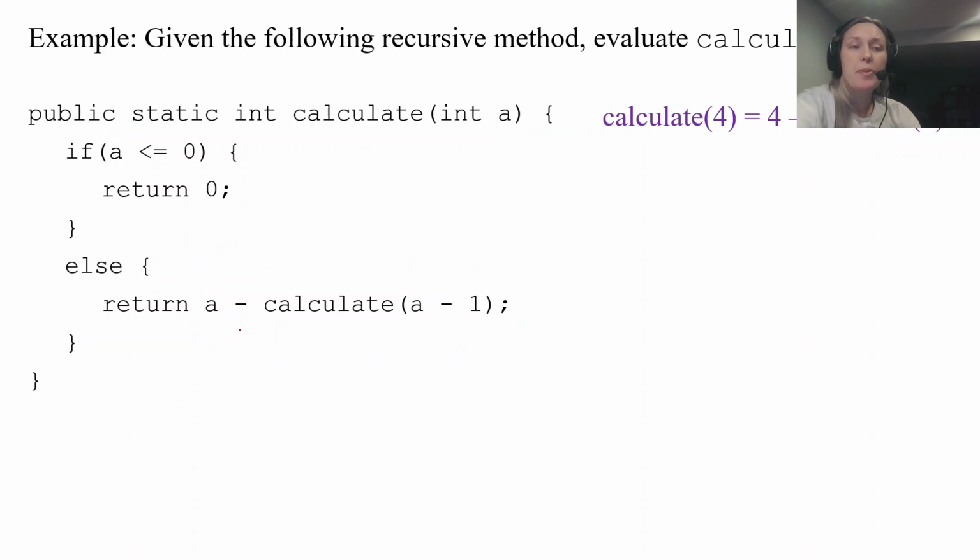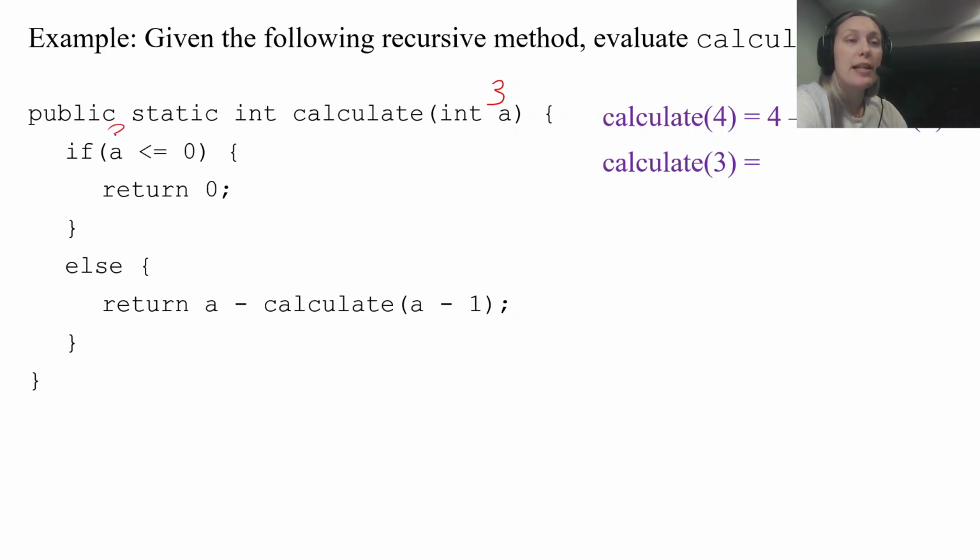So 4 minus calculate, 4 minus 1 is going to be 3. So that becomes calculate 3. So in order to evaluate calculate 4, I have to first know what calculate 3 is. And then I take 4 minus whatever calculate 3 is, and I get my answer. So I have to now figure out what calculate 3 is. Okay. So now I go through the method with a equals 3.